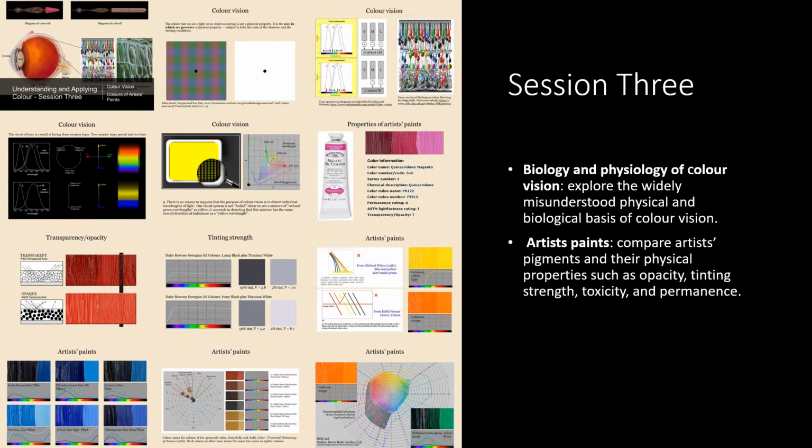In session 3 we look at the biology and physiology of color vision, getting down to the retina and cone cells and so on, and explain how color vision works at this end of the process. And this is something that's very widely misunderstood or poorly explained in popular explanations of color vision on YouTube and so on. We then look at the properties of artist paints, things like transparency, tinting strength, and so on. What different paints reflect and how that explains their color.